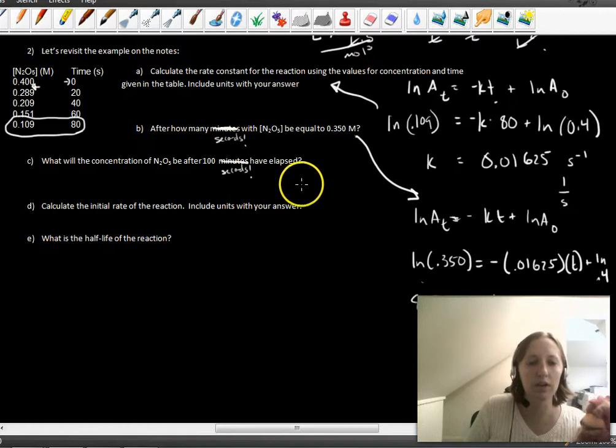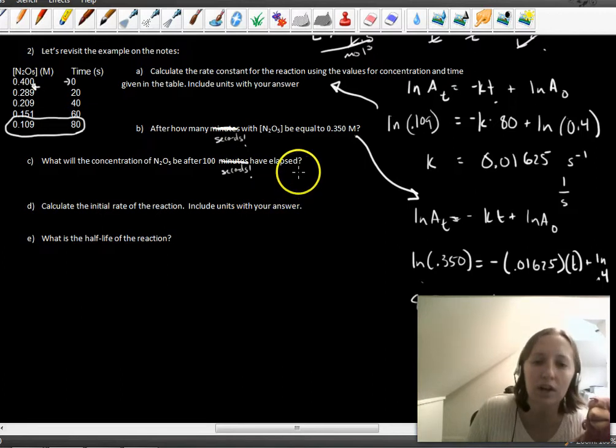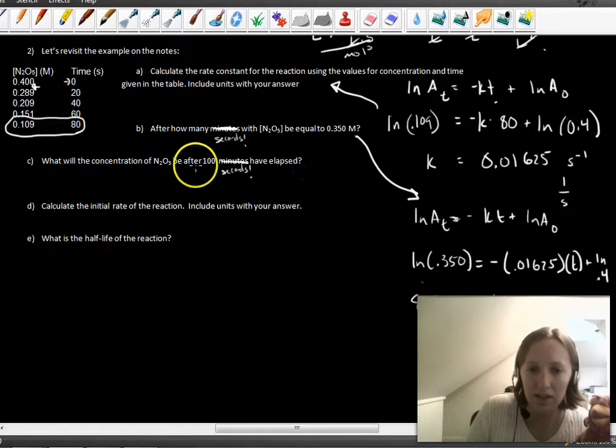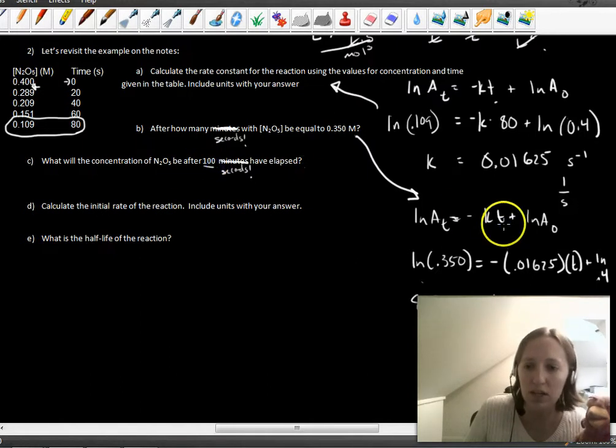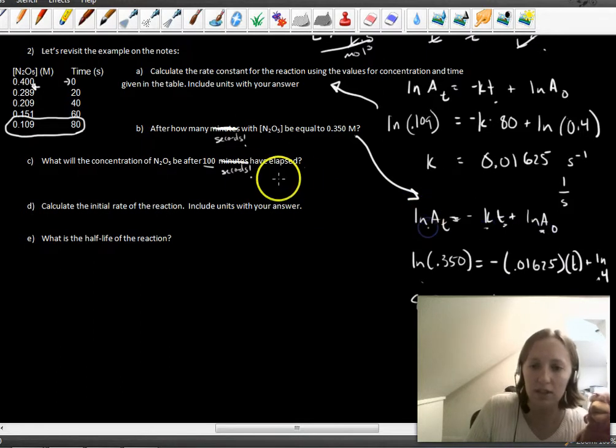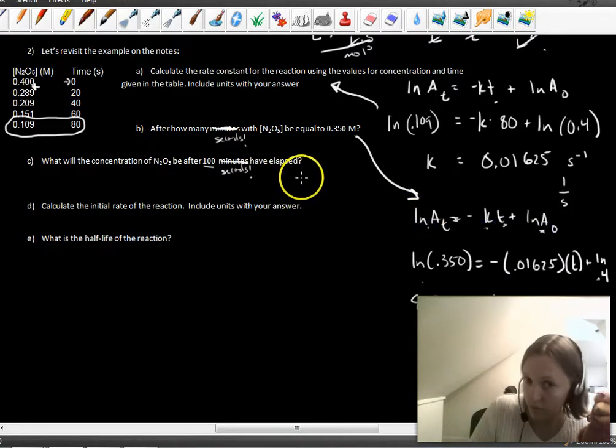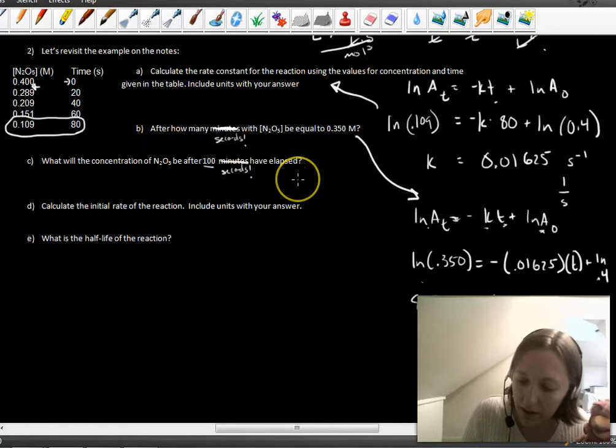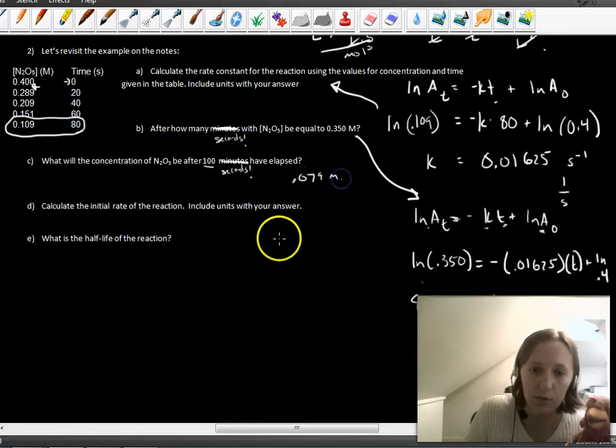All right, C, what will the concentration of N2O5 be after 100 seconds have elapsed? Same deal, you go and stick 100 in for t. You know ln of A0, you know K, you solve for that. Go ahead and do that yourself. And if your answer is 0.079, you're a smart cookie.